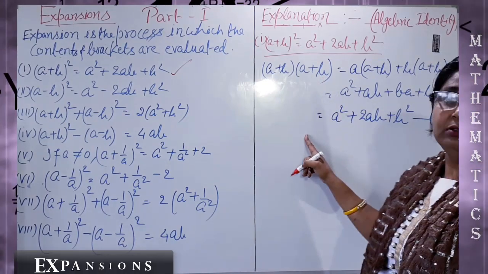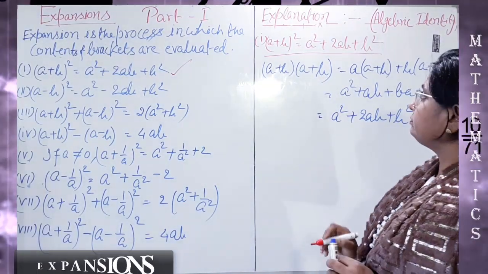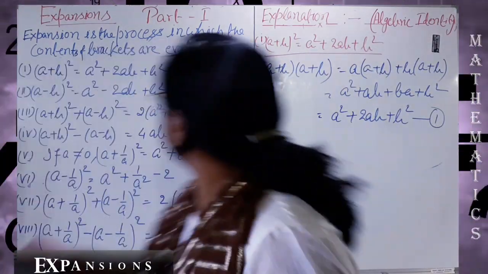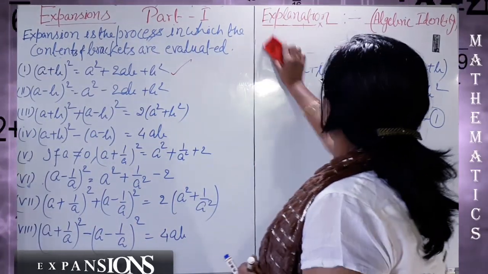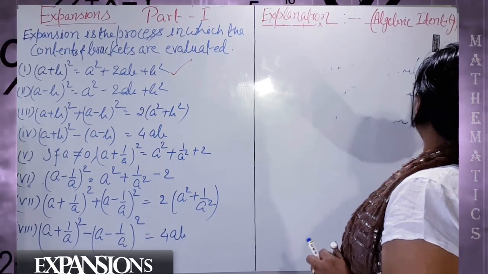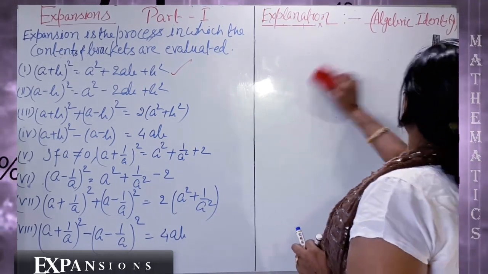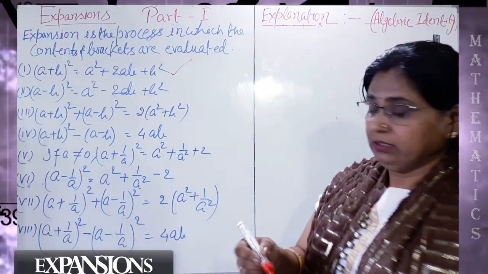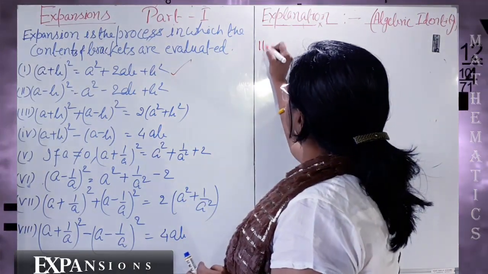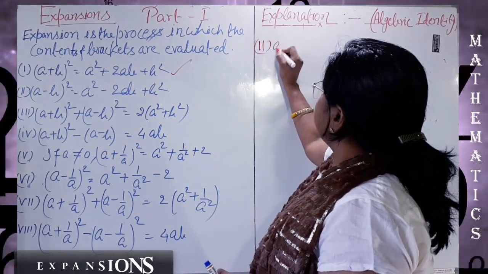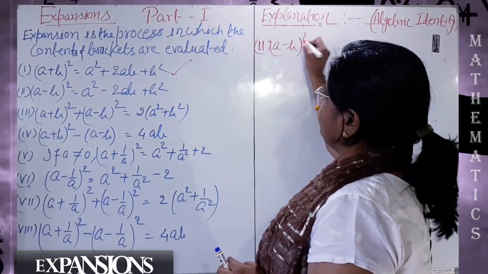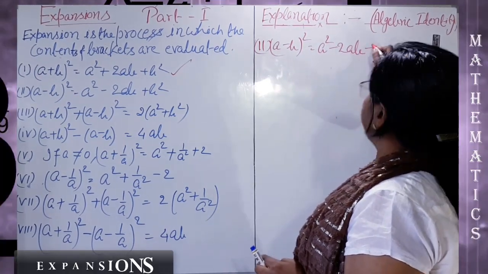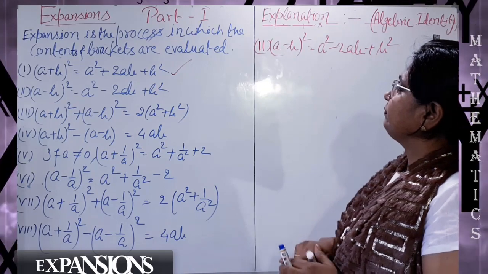The explanation is clear. Now I am going to explain the second number in this way. In both parts, or 3 parts, I will explain all 22 identities. Now the second number is (a minus b) whole square is equal to a square minus 2ab plus b square.